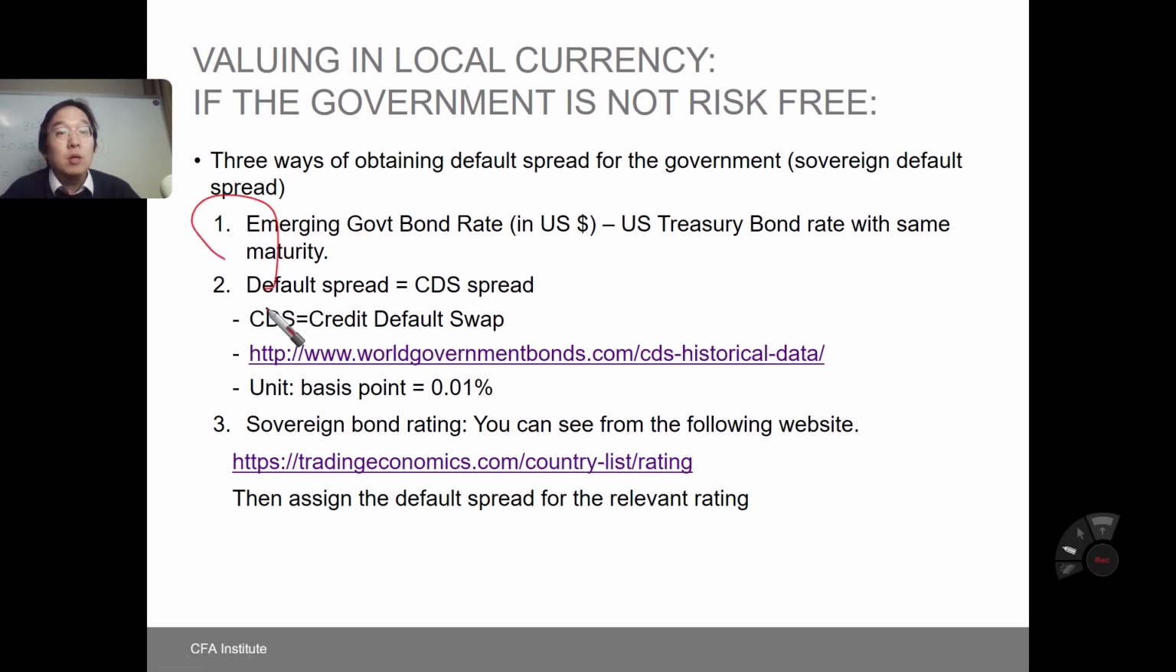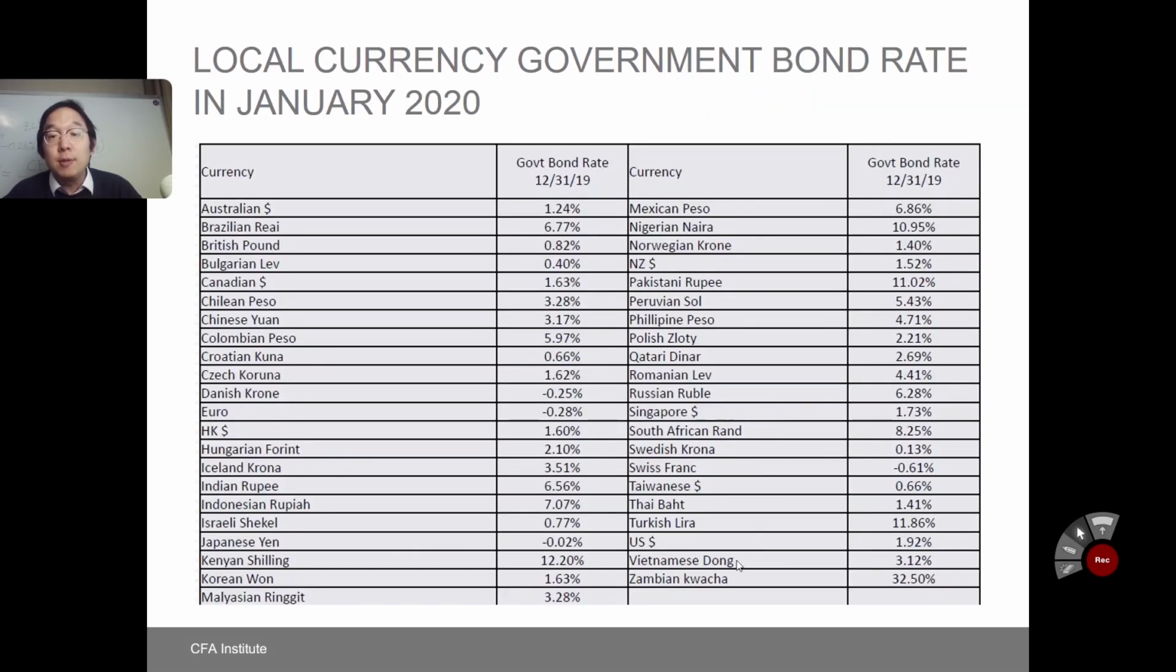Number 1, local government, emerging government bond rating. In case your country like Korea has US dollar-denominated bonds traded in the market, then you look at this table, and where is South Korea? Yeah, Korean won, right? Bond rating is 1.63 percentage points. Then what should be the default spread?